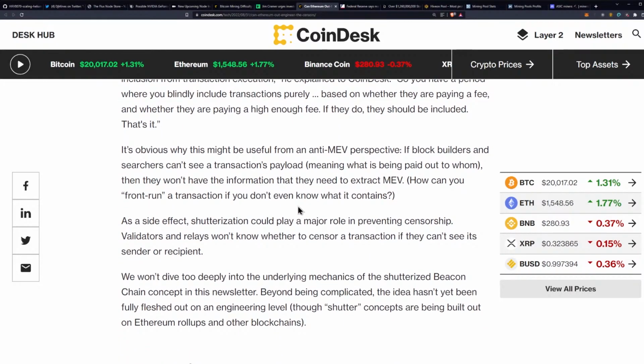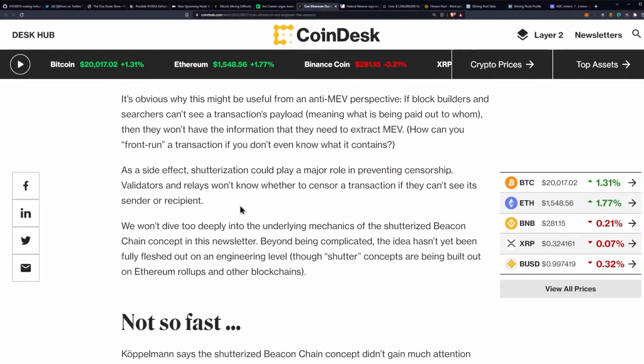It's obvious why this might be useful from an anti-MEV perspective. If block builders and searchers can't see transaction payloads, meaning what is being paid to whom, then they won't have the information they need to extract MEV. How can you front run a transaction if you don't know what it contains? And that's awesome, in my humble opinion. As a side effect, shutterization would or could play a major role in preventing censorship.